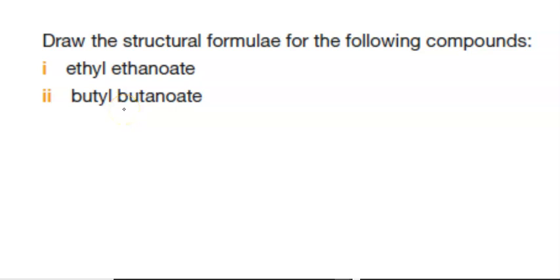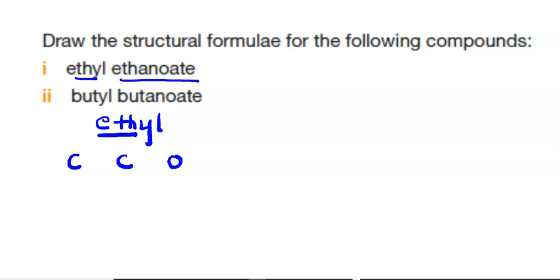Now we need to draw a structural formula of the following compounds. The first one is ethyl ethanoate, right? So the ethyl part comes from alcohol. To draw the structural formula, you need to write two carbons because it is "eth" and "yl" means oxygen is directly linked with carbon.